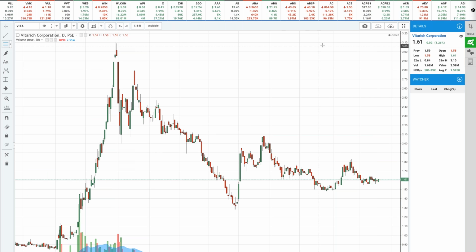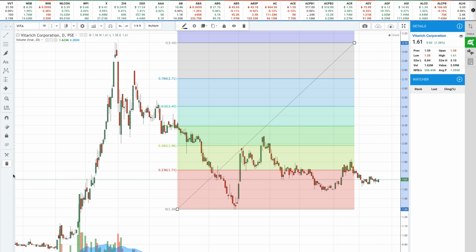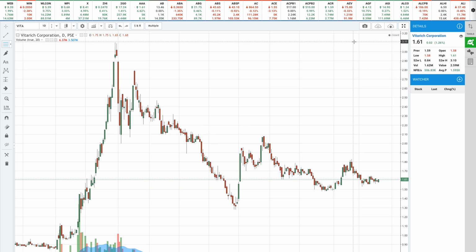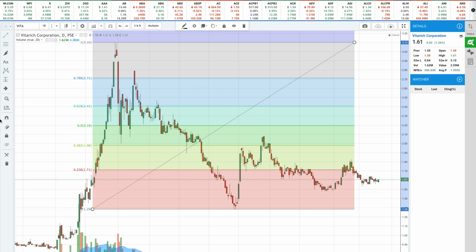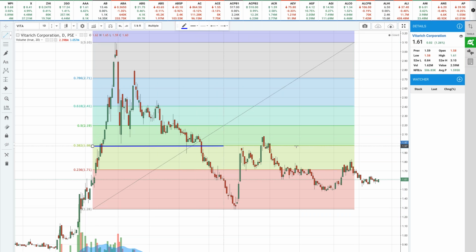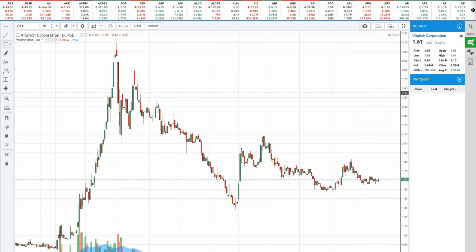Sorry, wrong plotting here. You find that price was stopped at the 38.2% level. Fibonacci levels serve as supports. They also serve as resistances. So when you do bounce plays, you always consider Fibonacci levels. So that's how you plot Fibonacci.